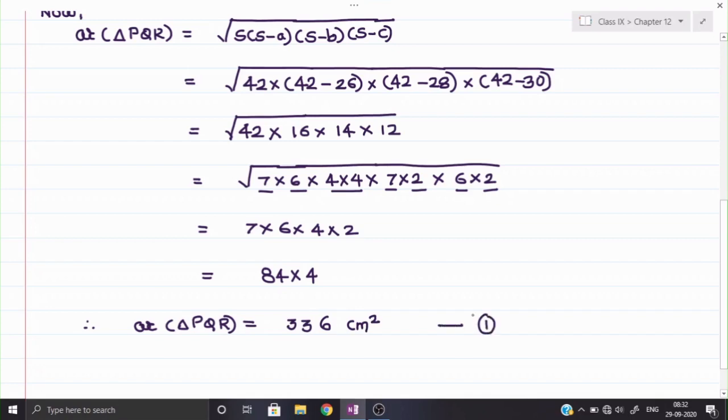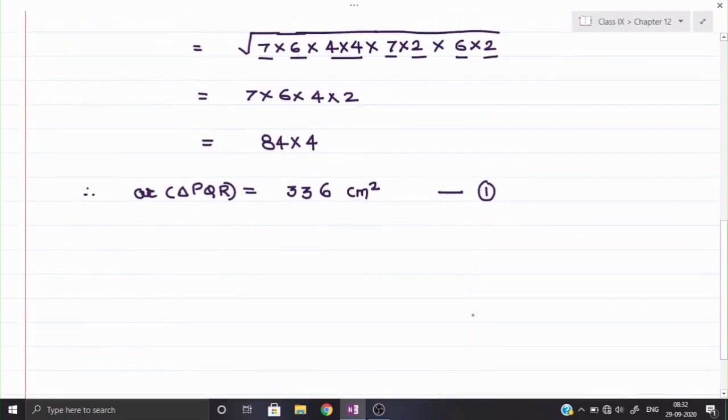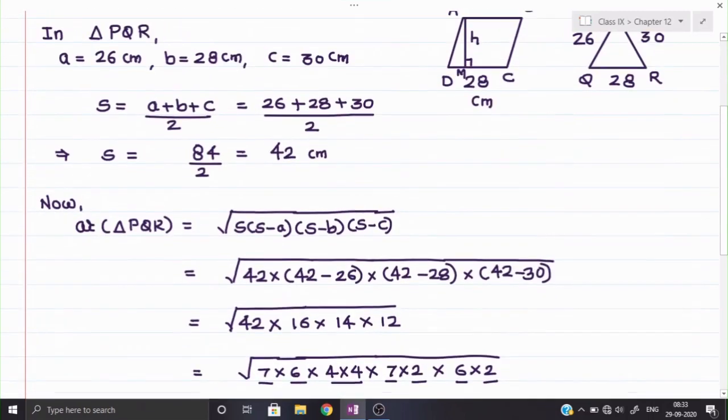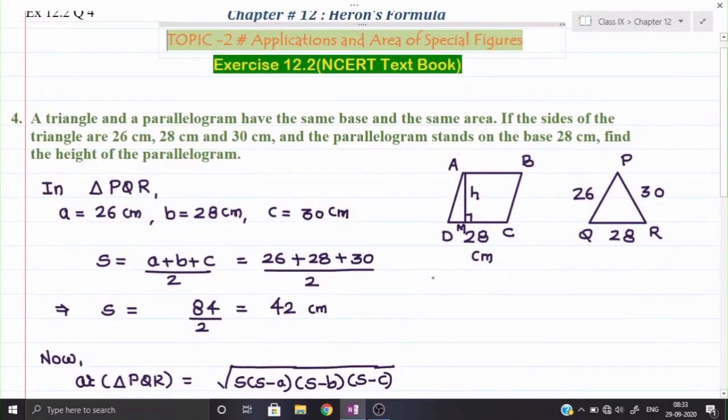Okay. Now we shall talk about the area of parallelogram. So here we shall write down, we know that area of parallelogram is equal to base into height. This is a formula. See, who will be the base here and who will be the height? Height means that side which is perpendicular in the parallelogram, and the side it is perpendicular on is called the base.